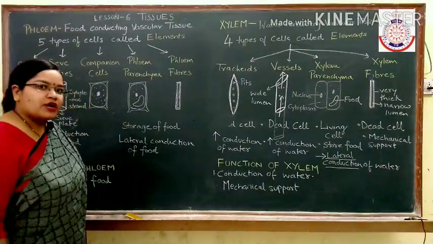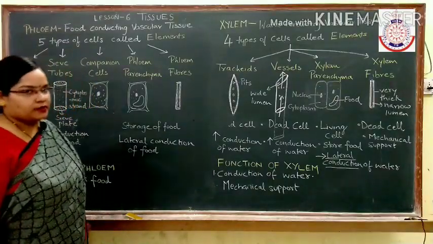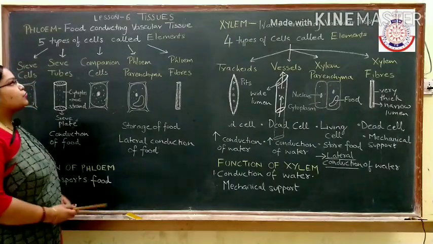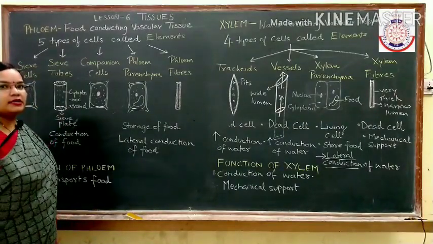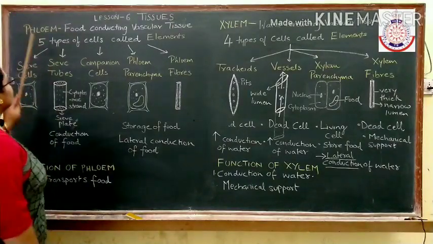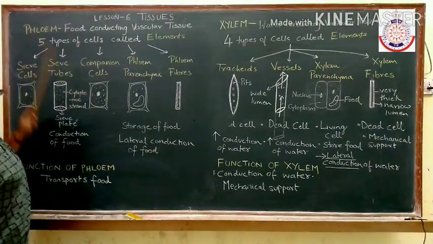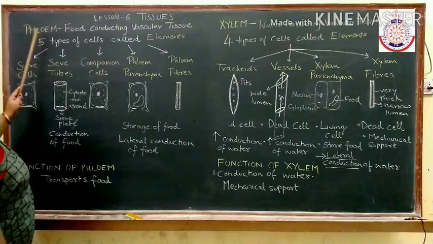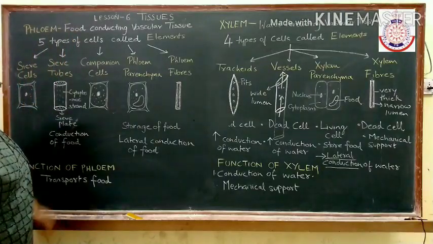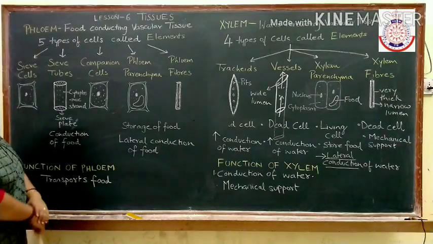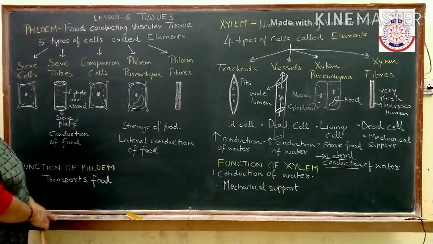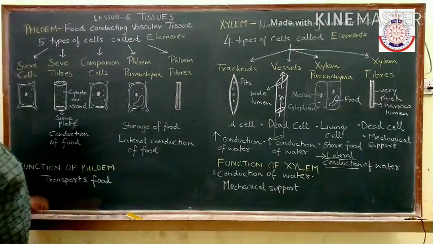Now, how does the transport of food take place in a plant? Yes, the transport of food takes place in a plant with the help of another complex permanent tissue known as phloem. So phloem is known as food conducting vascular tissue. It helps in the conduction of food.